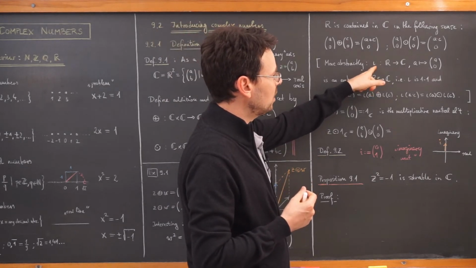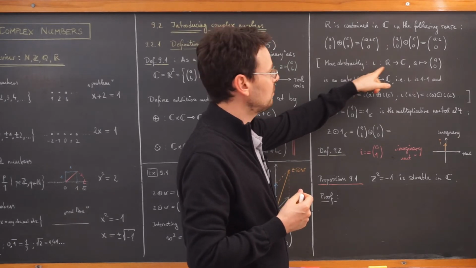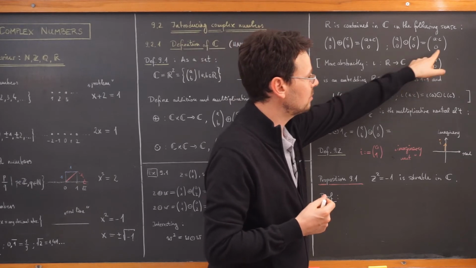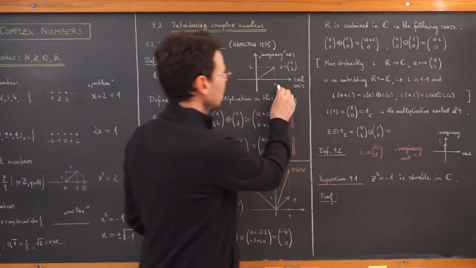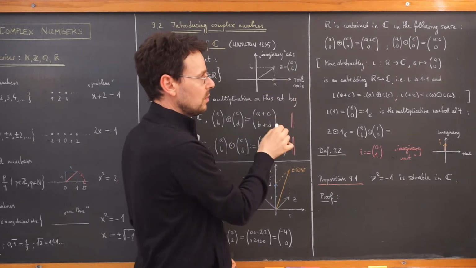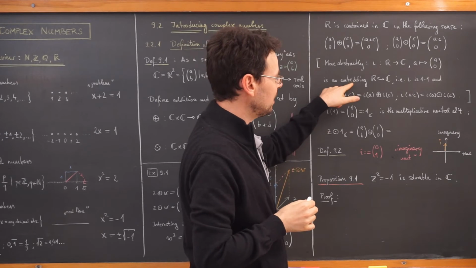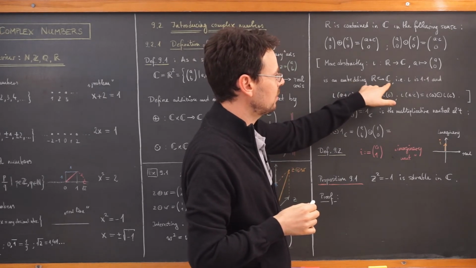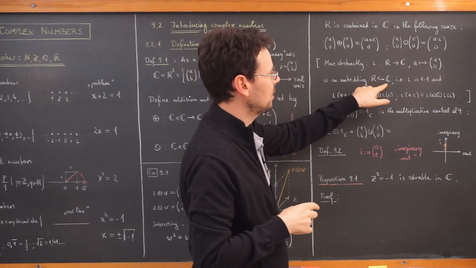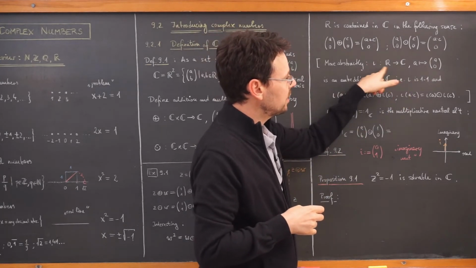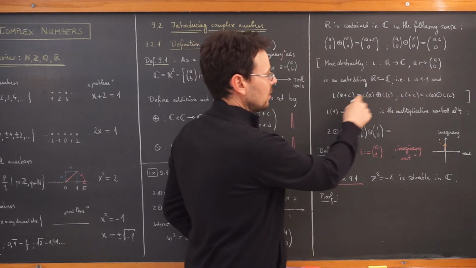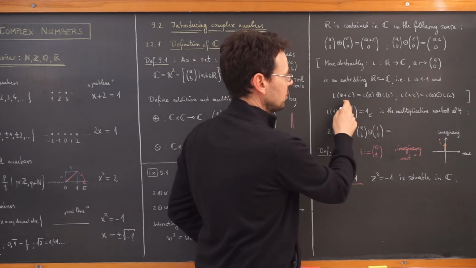The map iota, small iota, from R to the complex numbers simply maps a number to this vector. So we take this number and identify it with the vector (a, 0). This is an embedding of the real numbers into the complex numbers, sometimes written with a crooked arrow, which means iota is a one-to-one map, which is obvious, and iota fulfills the following two conditions.